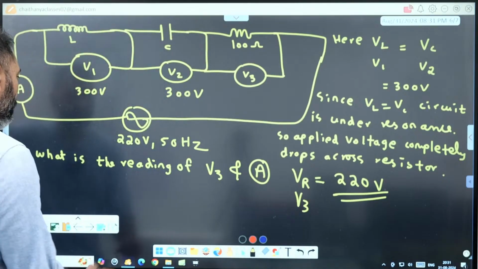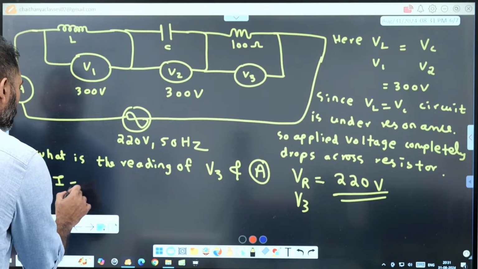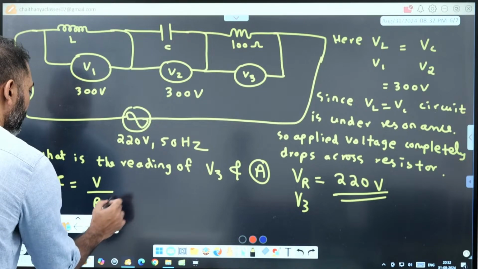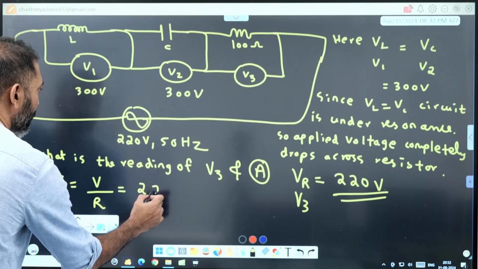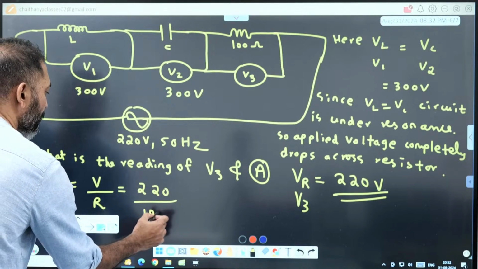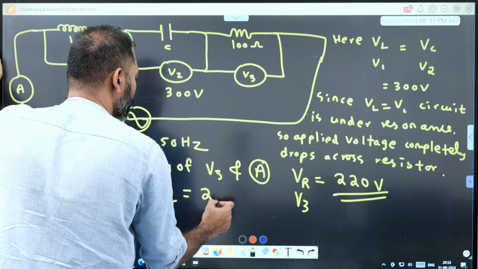Now ammeter, current reading. Current I is equal to what? V by R. What is the voltage here? 220. And what is the resistance? 100. So what is the current reading? 2.2 ampere.